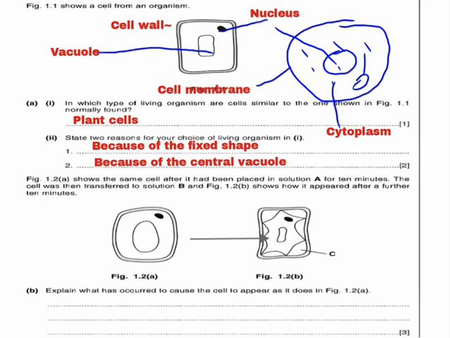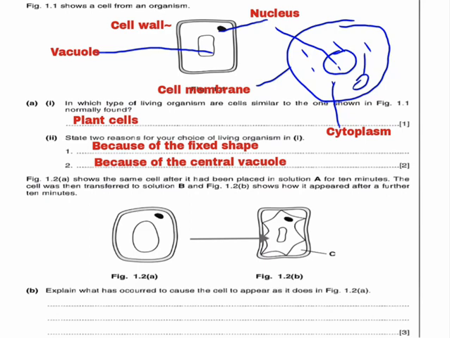Then the next one is saying figure 1.2, which is A, shows the same cell after it had been placed in solution A for 10 minutes. The cell was then transferred to solution B. So here we have two solutions, solution A and solution B. And figure 1.2, which is B, shows how it appeared after a further 10 minutes.